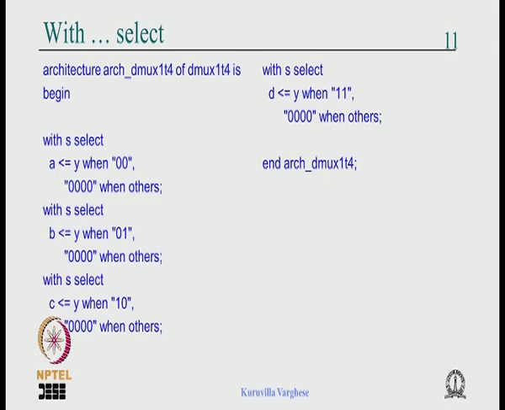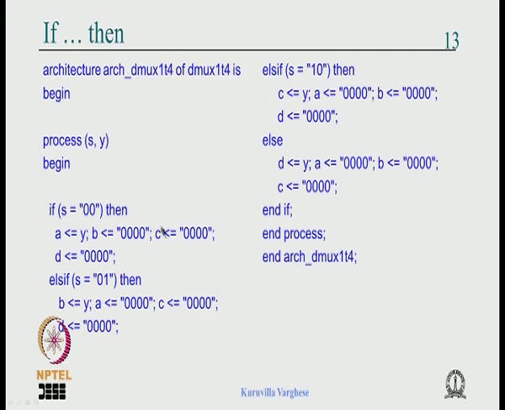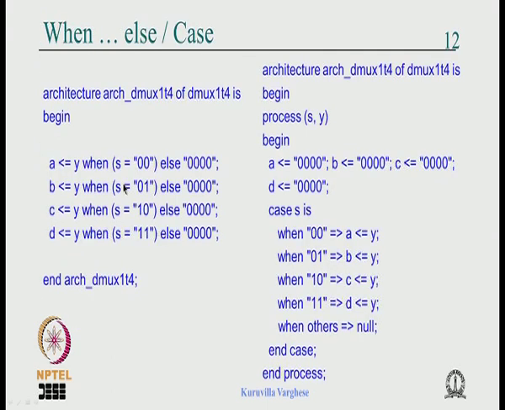Similarly you have the when else, you have 4 of them. A gets Y when S is 0 0, else 0 0, because we only talk about the A output. Similarly B, C and D. Another version of the case: we don't say 0 0 everywhere, we make it at the beginning, then only the change is indicated here. Then instead of case you can use if.